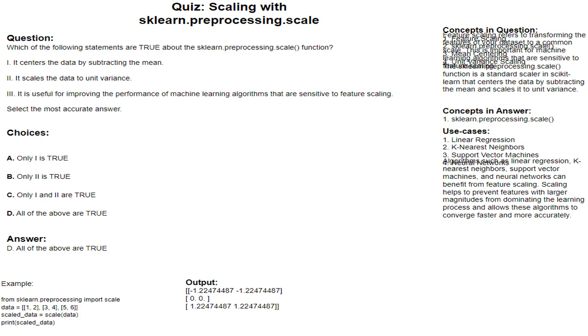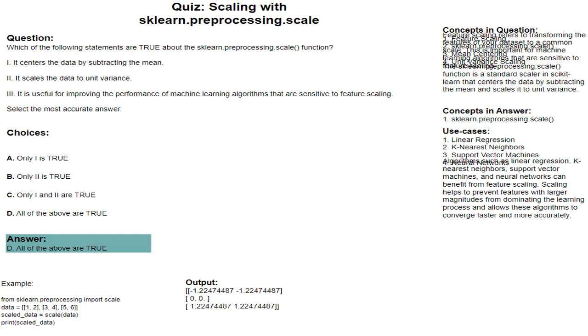Which of the following statements are true about the sklearn.preprocessing.scale function? 1. It centers the data by subtracting the mean. 2. It scales the data to unit variance. 3. It is useful for improving the performance of machine learning algorithms that are sensitive to feature scaling. Select the most accurate answer. A. Only 1 is true. B. Only 2 is true. C. Only 1 and 2 are true. D. All of the above are true.